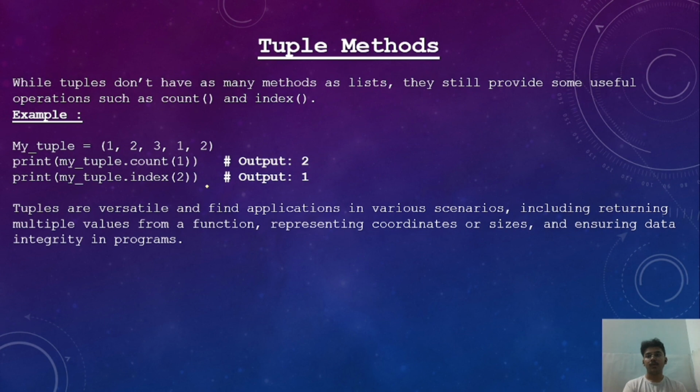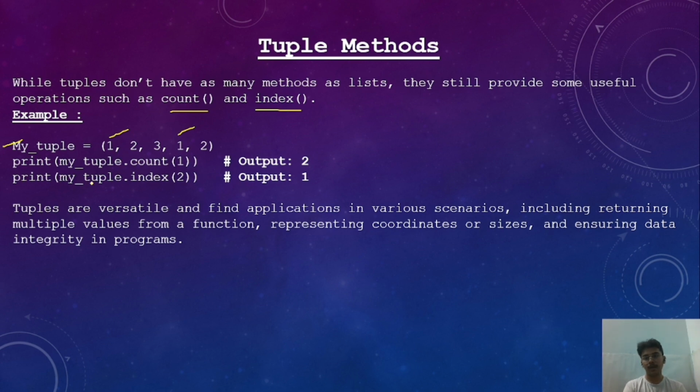Tuple methods. While tuples don't have as many methods as lists, they still provide some useful operations, such as count and index. Count and index are the two methods used in tuples. So this is a tuple: my_tuple equals 1, 2, 3, 1, 2. Print my_tuple.count(1). It counts the number of times 1 is repeated. So 1 is repeated 2 times, and the output will be 2.